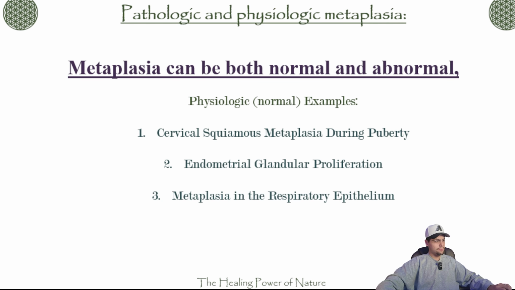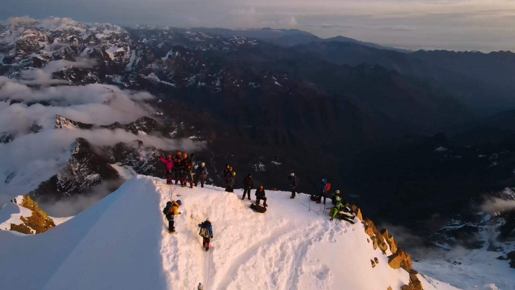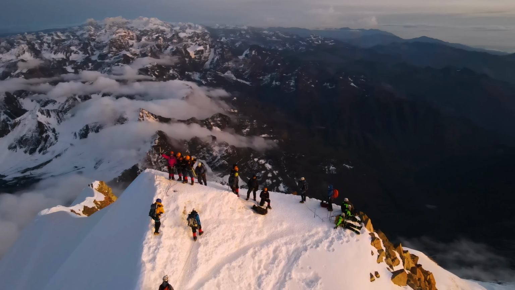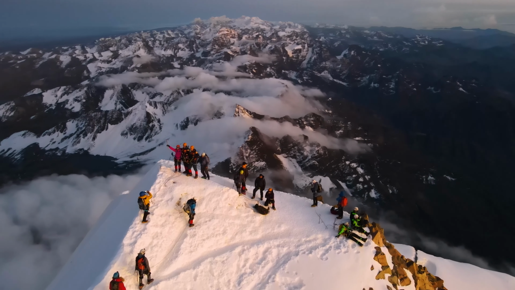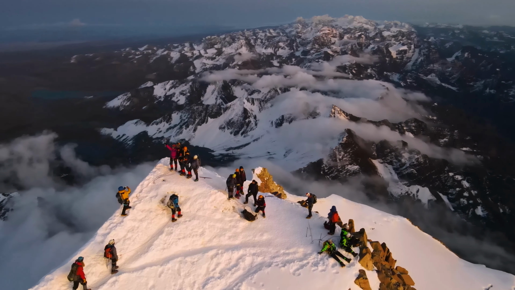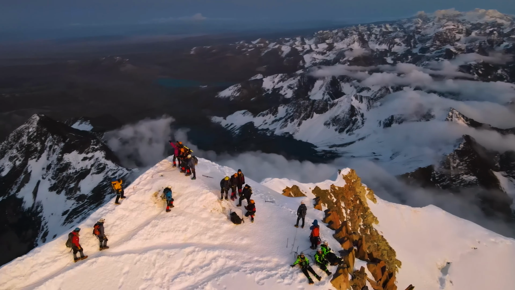Another really common example, it's not as high yield, but still good to be aware about, is metaplasia in the respiratory epithelium of individuals living in a high altitude region. This is where epithelial cells adapt to reduced oxygen levels by increasing alveolar surface area through structural modifications.